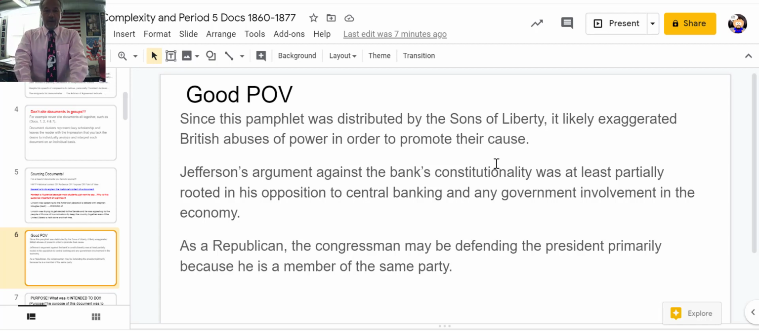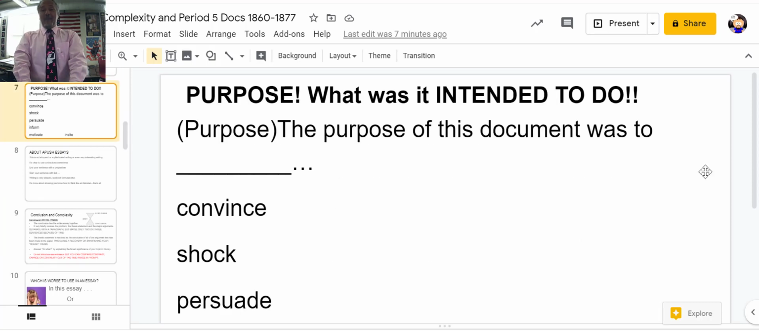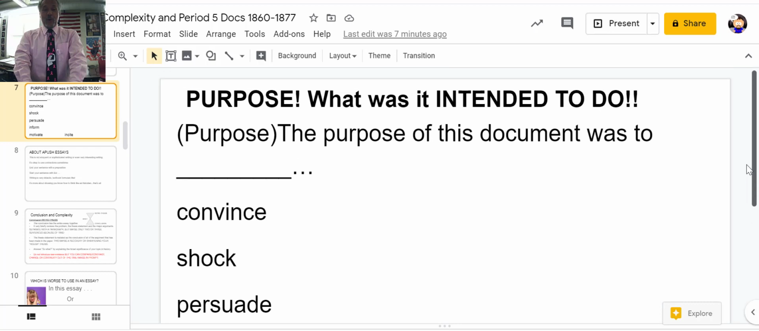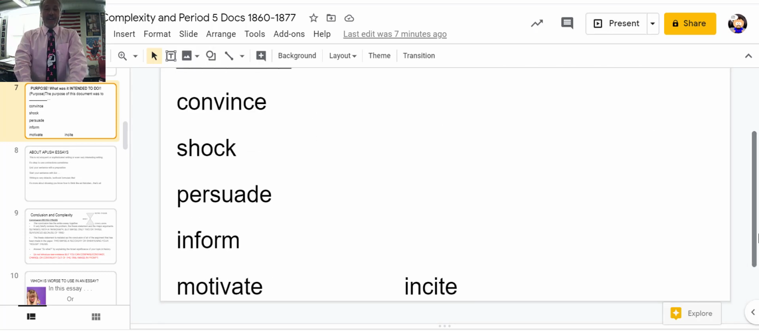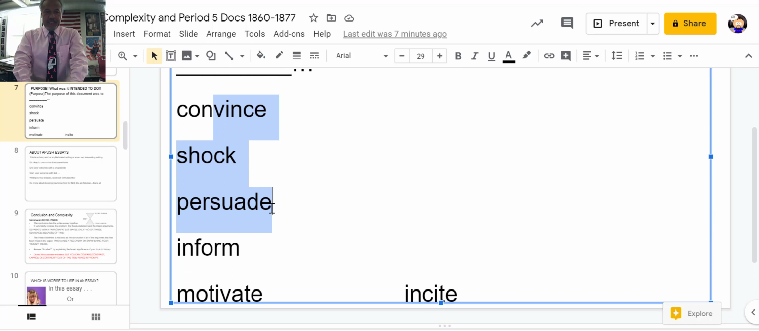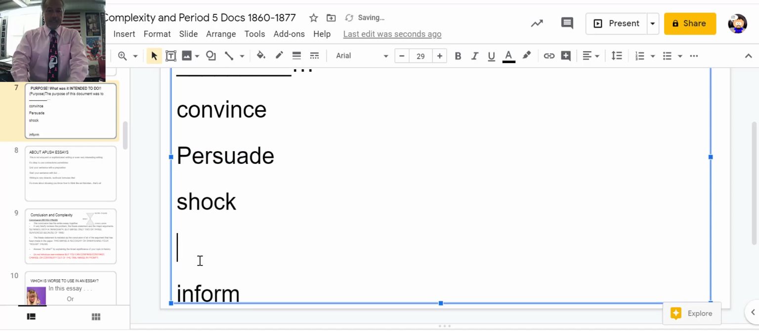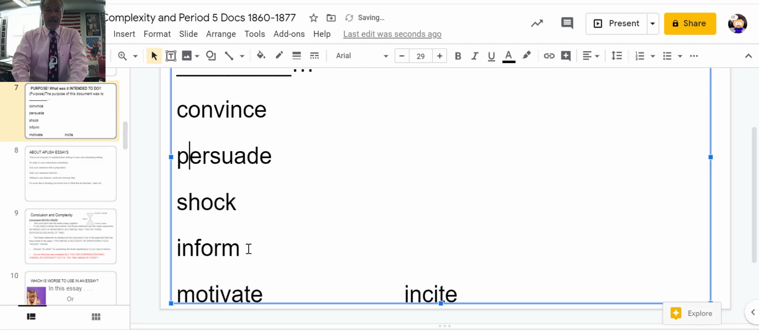I'm not going to read over all of them, but I hope that you will take a look at this. Some phrasing for purpose. There's nothing like words like trying to convince, shock. Let me do this real quick. Let me replace shock with persuade and convince. Those are really the action words that I would use if I'm trying to make that point. Inform, motivate, incite. These are good words if you want to do that.